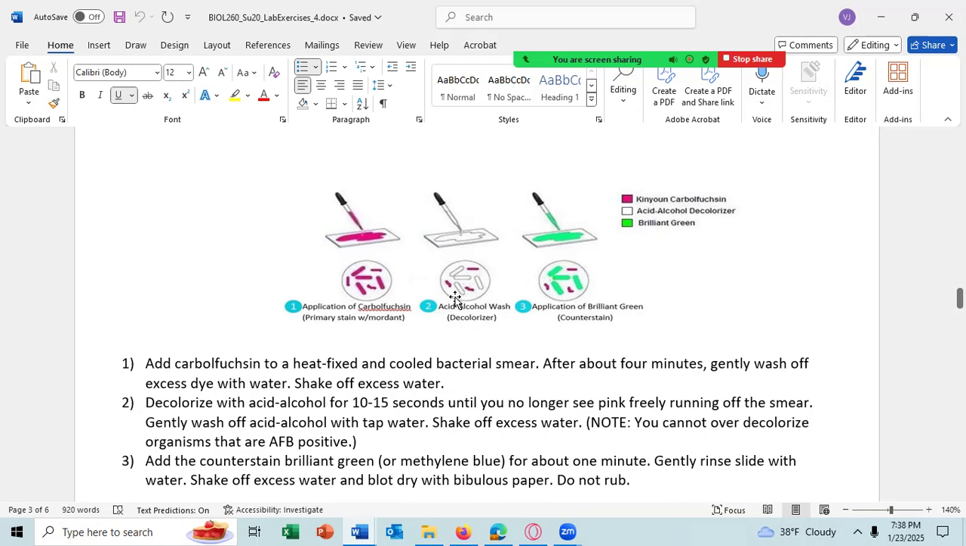You then apply the counter stain, which in this case is brilliant green. The cells that are acid fast, meaning they have mycolic acid in their cell wall, will stain reddish or pinkish. And then the cells that lack the mycolic acid in their cell wall will be acid fast negative, and they will stain greenish or green. Any question about the acid fast stain?